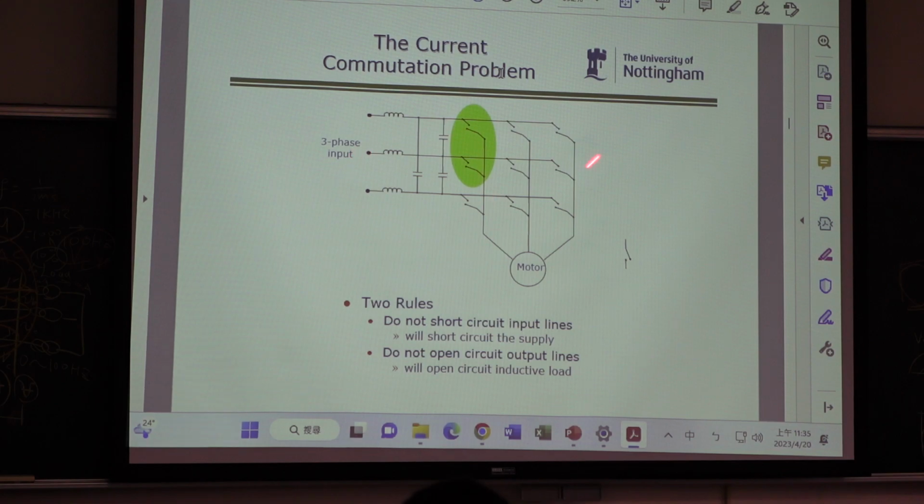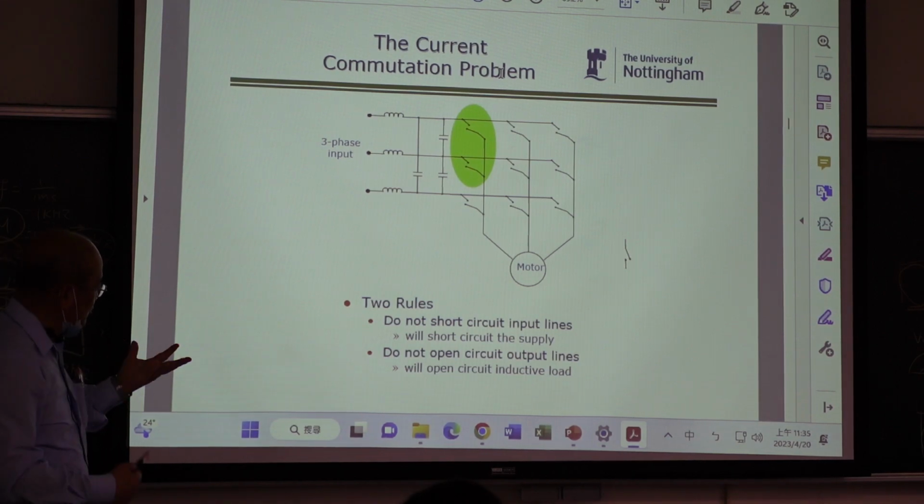Because the switch is not immediate. If I switch too slow, then short circuit. If I switch too quick, then open circuit. So we cannot avoid these two rules. We cannot short circuit, we cannot open circuit, but we always do this. So what can you do? So you have to do commutation, current commutation.